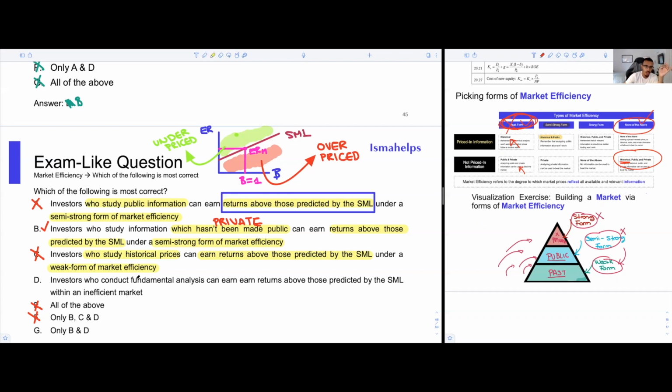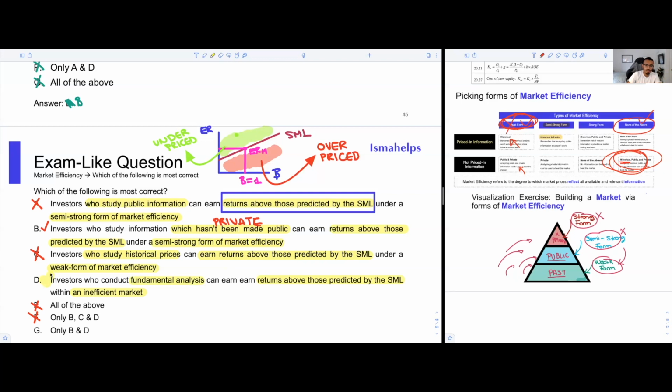Investors who conduct fundamental analysis. Well, whoa, what is fundamental analysis and where do we see fundamental analysis? Remember that fundamental analysis is the study of historical prices. And now they're telling you that investors who conduct fundamental analysis could earn returns above those predicted by the SML within an inefficient market. If you saw what we did for C, well, of course, 100%. We could use historical prices under an inefficient market. And for that reason, D is true.